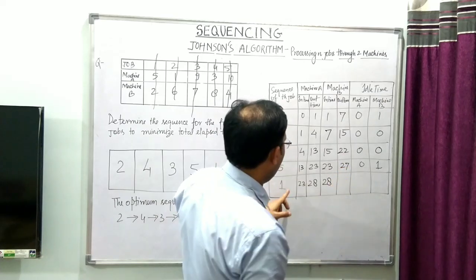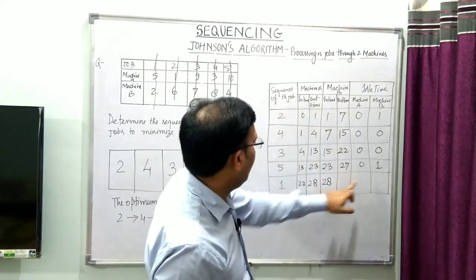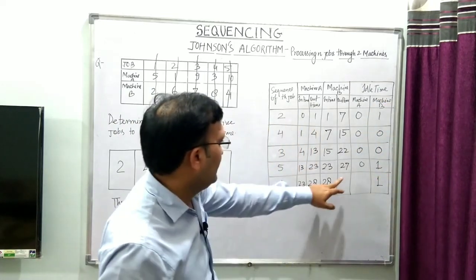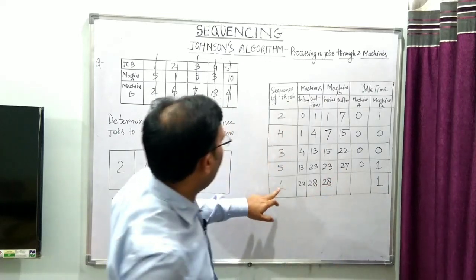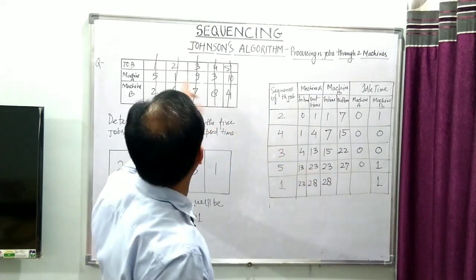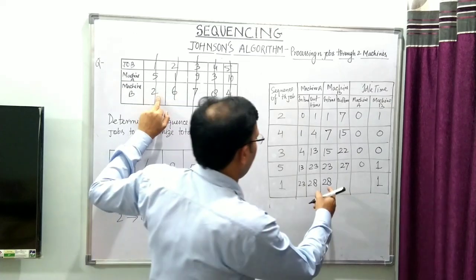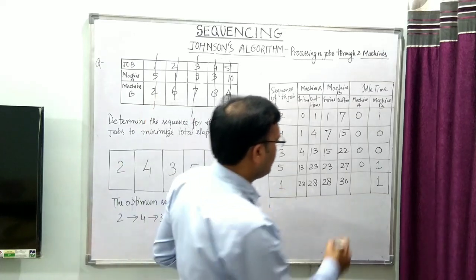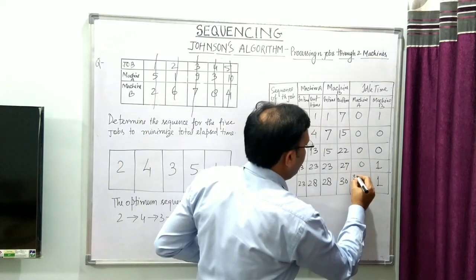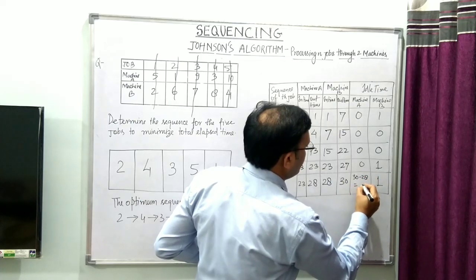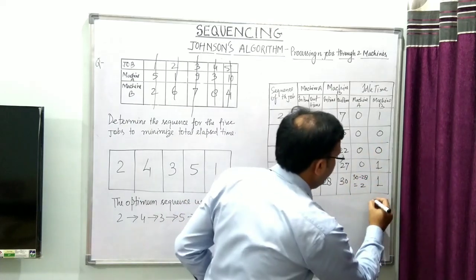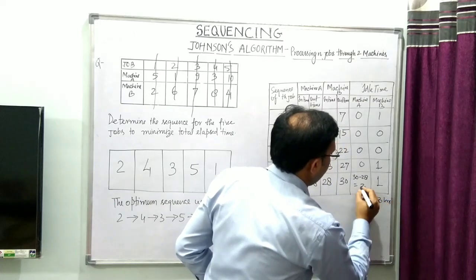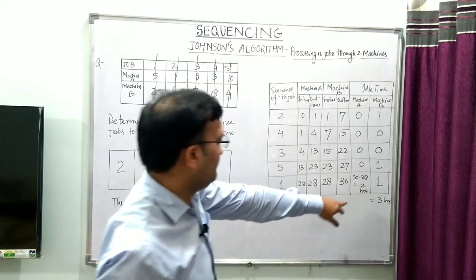So for machine B, how much time is idle? It is 1 hour again, right? So here job 1 will be starting at 28. How much time does it take? It takes 2 hours. So 28 plus 2 is equal to 30, right? So the idle time for machine A will be 30 minus 28 is equal to 2, and for machine B is equal to 3 hours, right? You must have understood.